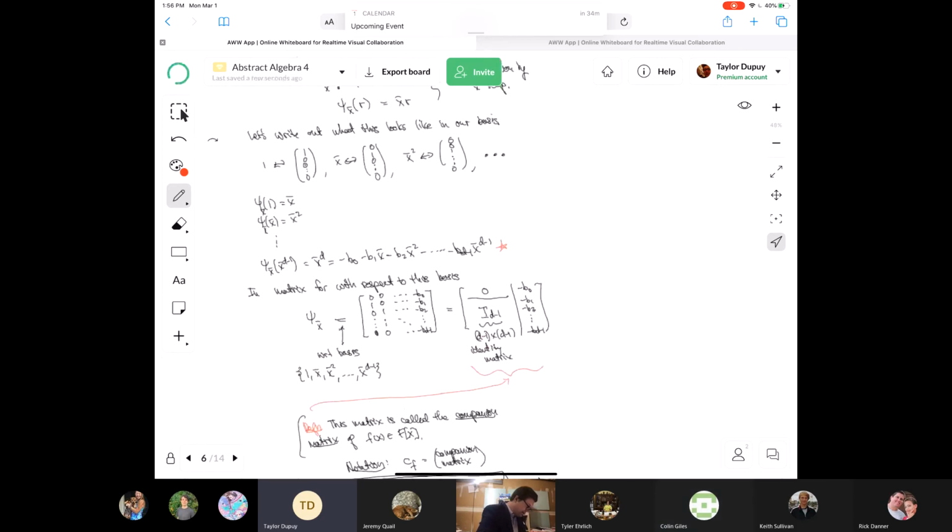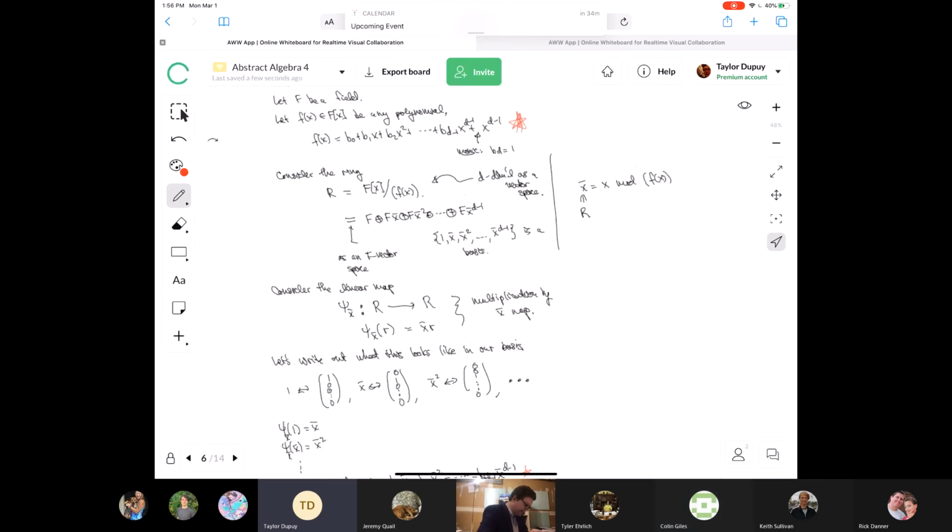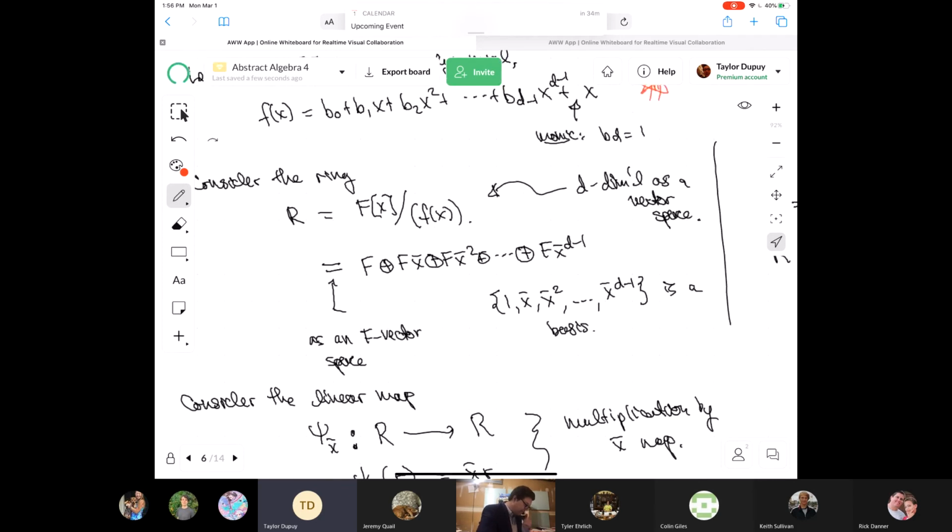Right? Remember this thing? So we looked at this ring here. And then we looked at what multiplication by X did on a ring, or on this module, right? So now if we look at multiplication by X here, that's a linear transformation as an F vector space, right? It looks like this.